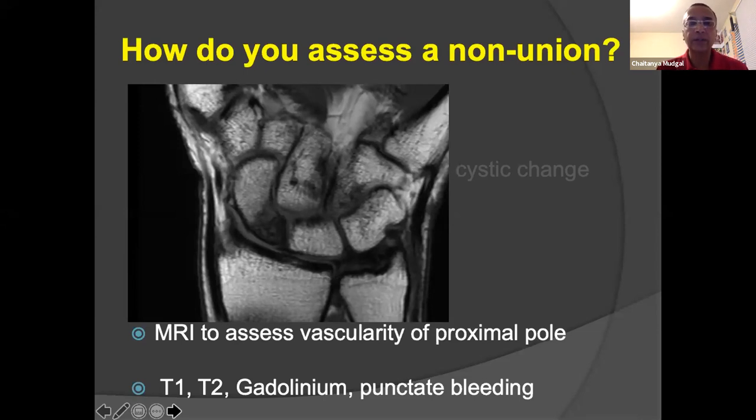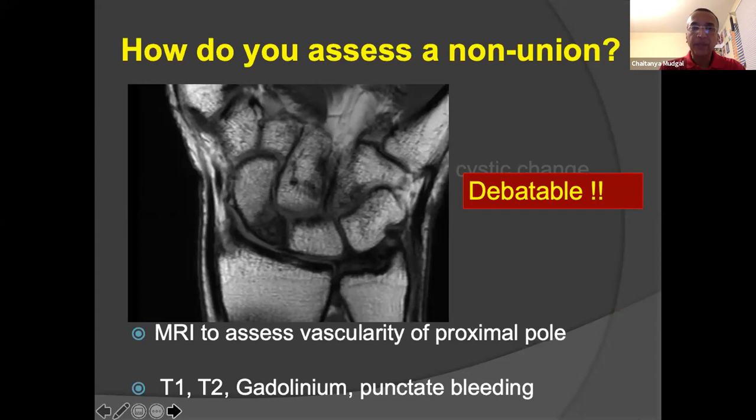Think of it more as dysvascularity. So we talk about getting an MR to assess vascularity of the proximal pole. But for those of you who are intimately aware of the data that comes out from Tim Davis's group, they looked at it and they found that an MR is not necessarily indicative of vascularity of the proximal pole, and it doesn't matter which way you look at it, whether it's T1, T2, or gadolinium. And even punctate bleeding by itself intraoperatively is not a great indicator.